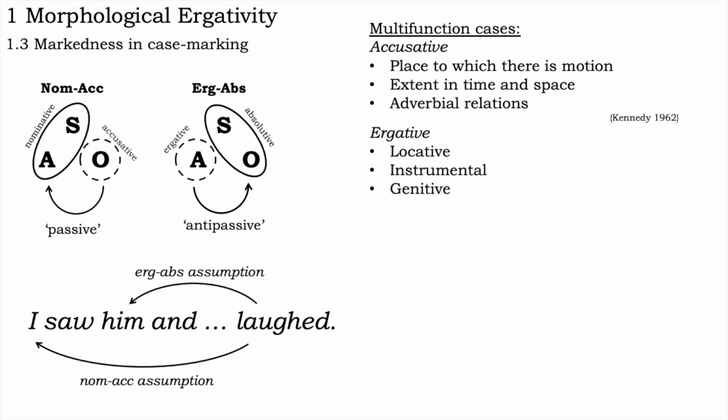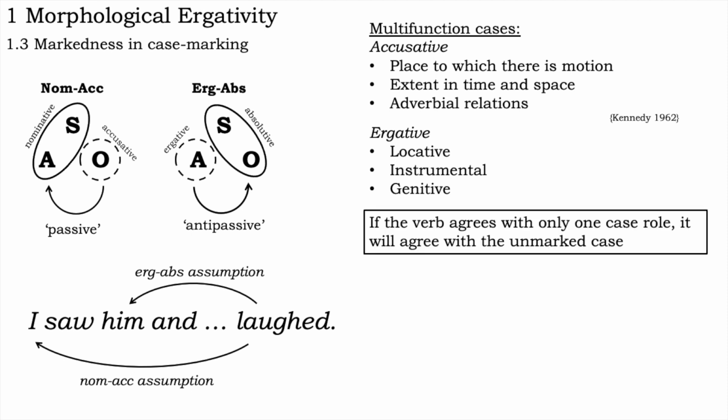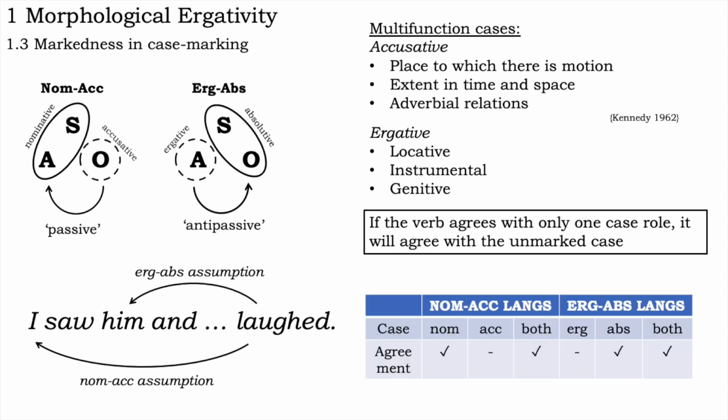Finally, it seems that if the verb agrees with only one case role, it will agree with the unmarked case. For instance, in nominative accusative languages, the verb often agrees with the nominative argument only, but there are no languages in which the verb agrees with the accusative argument only. Similarly, in ergative absolutive languages, the verb may agree with the absolutive argument only, but never with the ergative argument only.